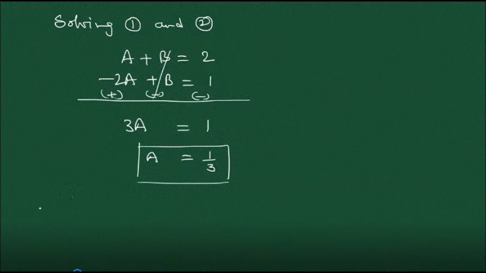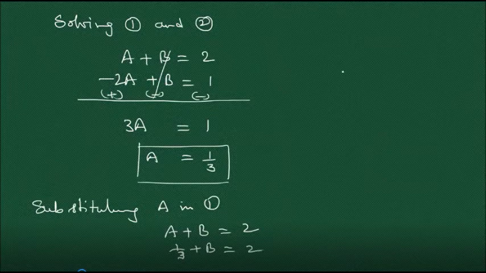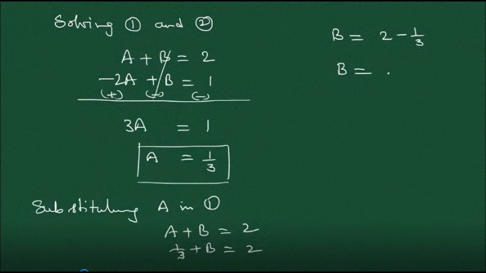Now substituting a in one of the equations, a + b = 2. So 1/3 + b = 2, which will give b = 2 - 1/3, and b = (6 - 1)/3 = 5/3. So we got the a value and b value.